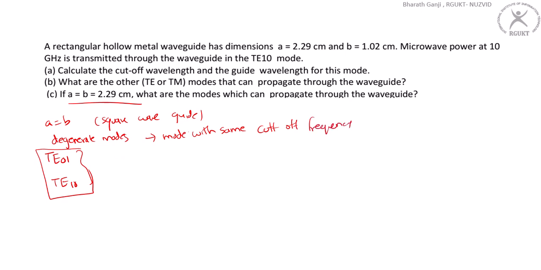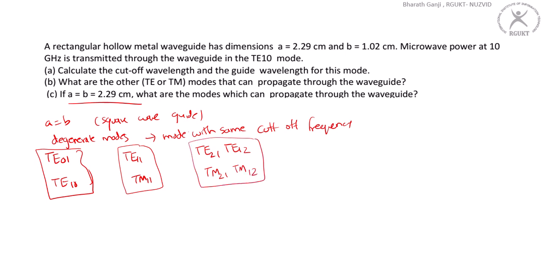Right, so the other set is TE11 and TM11, and of course the other set is TE21 and TE12, and TM21 and TM12. Right, so these are all degenerate sets of modes. We can write so on. There are many degenerate modes because it's a square waveguide.